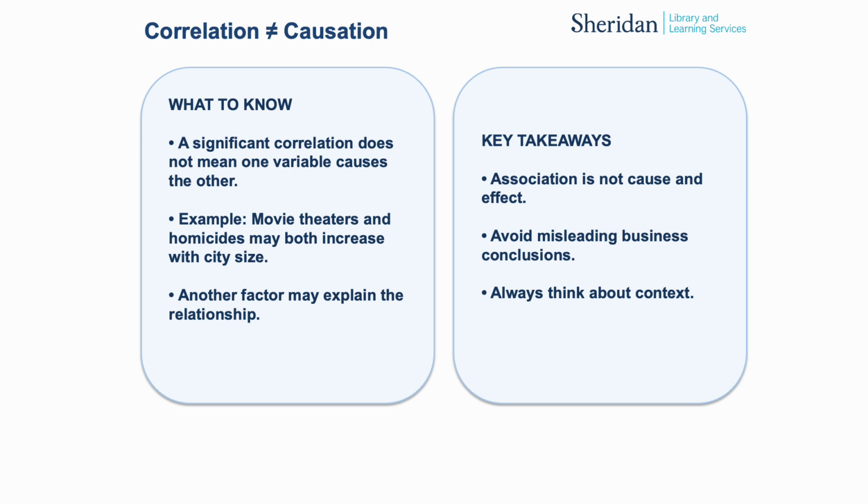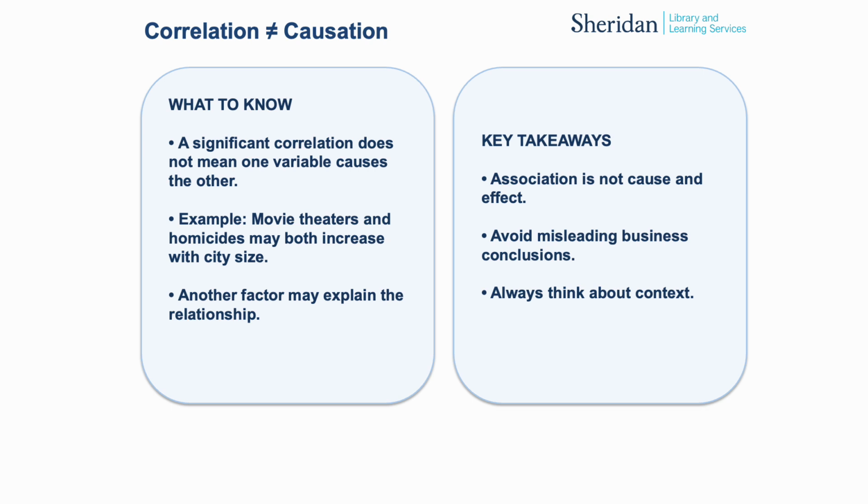Let's look at the example from the lecture. Suppose researchers discover that towns with more movie theaters also tend to have more homicides. Based on this information, someone concludes building more movie theaters will cause the homicide rate to increase. Is that conclusion correct? The answer is no. This is a classic example of confusing correlation with causation.